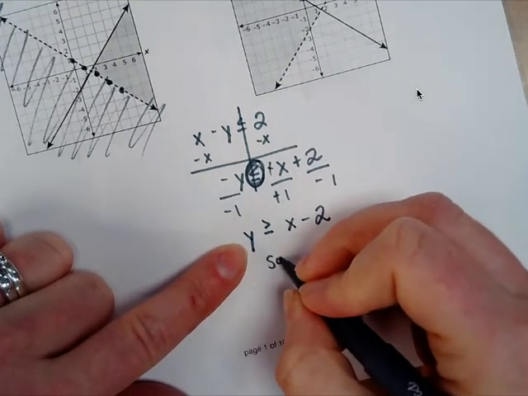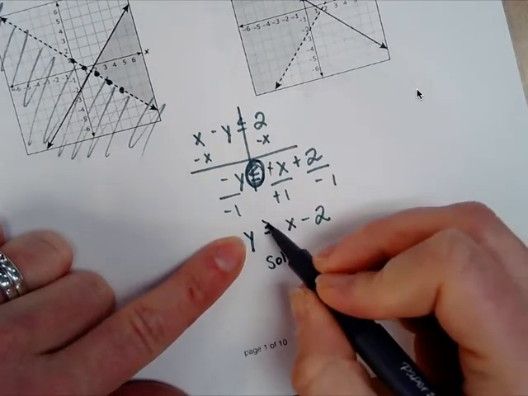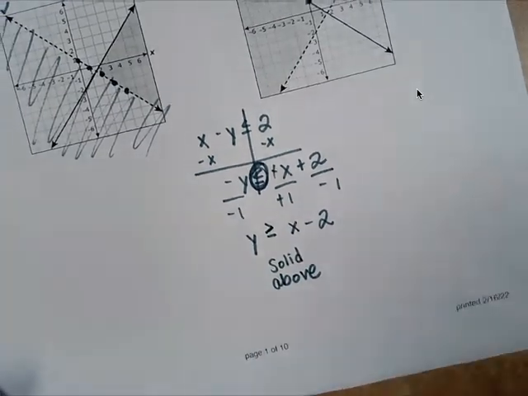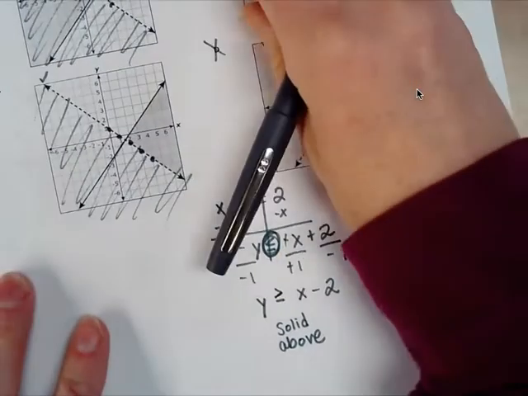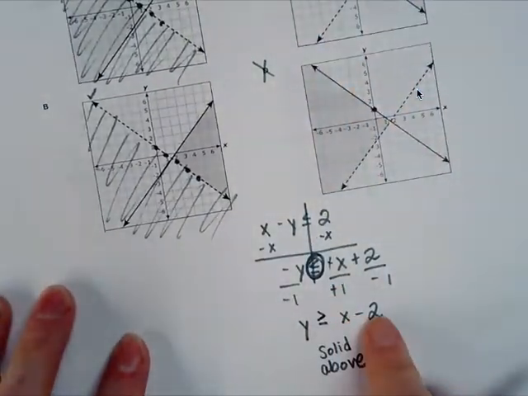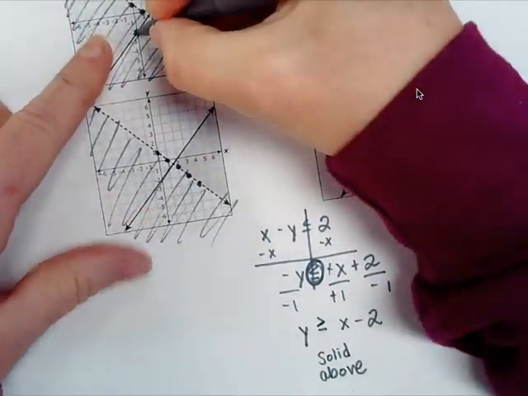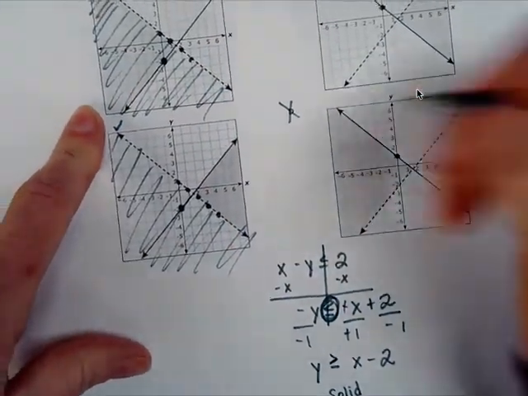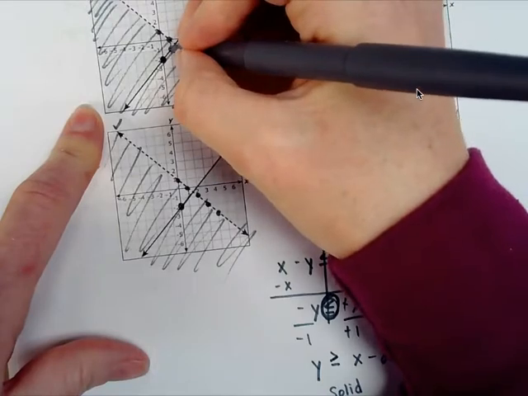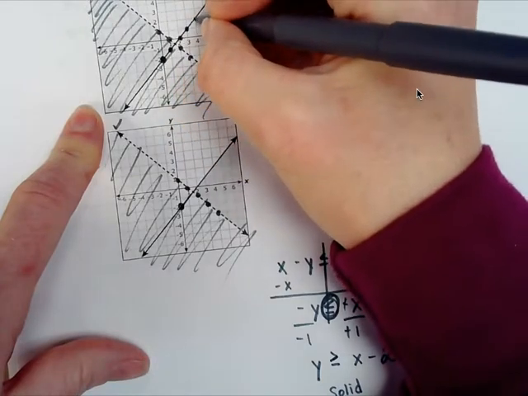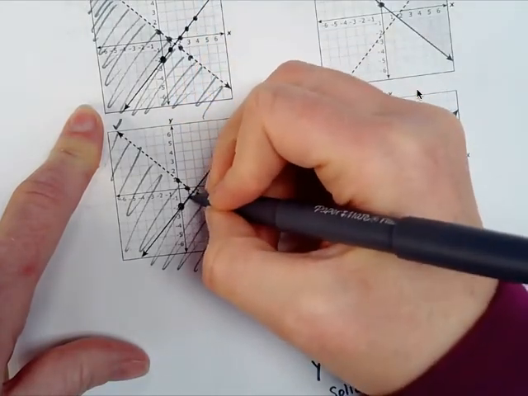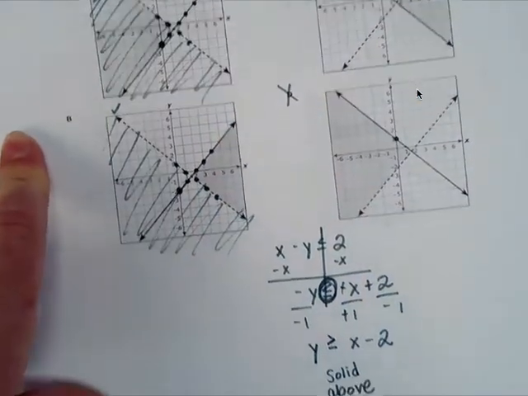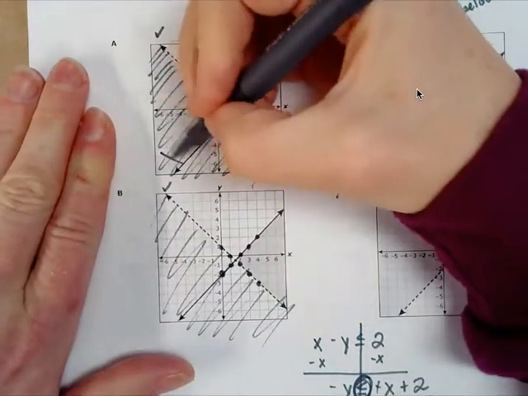Looking at the symbol, this is solid. Greater than means above. So we're not even looking at these two. We need to plot the y-intercept, -2 on both of them, and then a slope of 1 over 1. Okay, so that's correct. I'm looking at both answer choices at the same time. Then it needs to be shaded above.